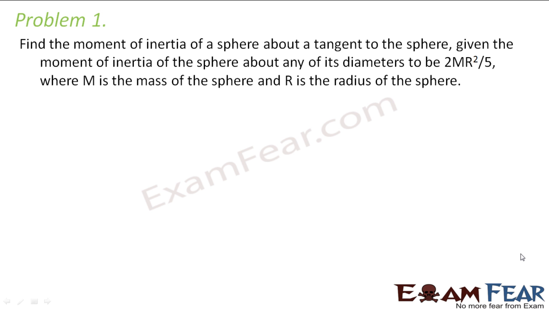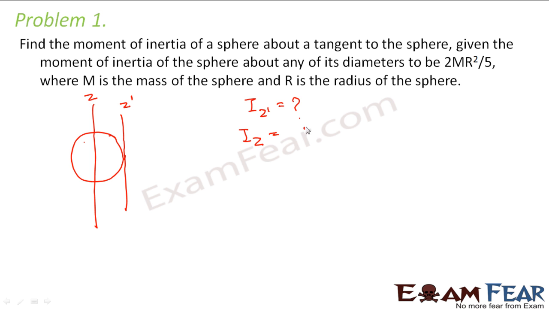So that means in this case, let us suppose if you have this as a sphere, we have to calculate the moment of inertia about a tangent to the sphere. So let us suppose if this axis is z dash, we have to calculate the value of Iz dash, given that the moment of inertia of the sphere about any of its diameters is 2 by 5 mr square. That means if this is the diameter of the sphere, then this value is given as 2 by 5 mr square.